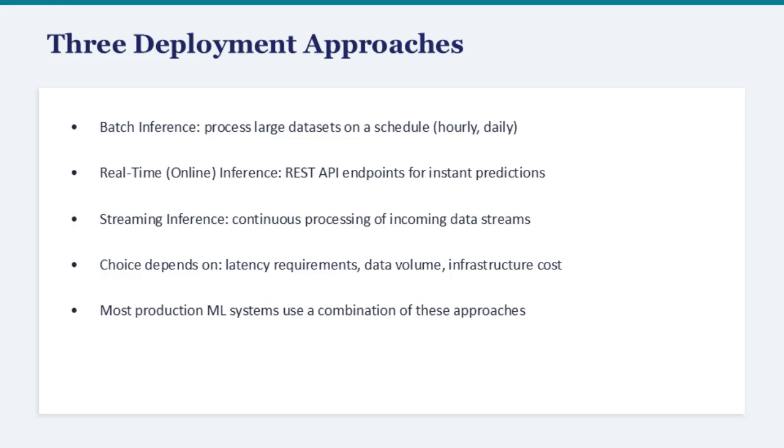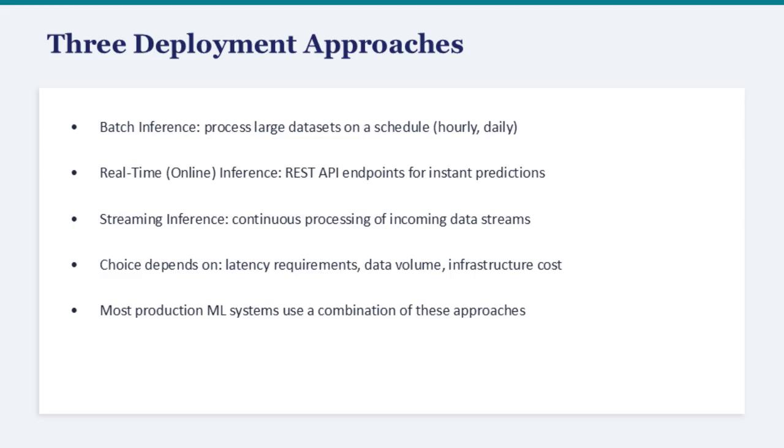Batch inference processes large data sets on a schedule, whether it is hourly, daily, or weekly. You are generating predictions for many records at once and storing the results for later consumption. Real-time inference, also called online inference, uses REST API endpoints to generate predictions on demand. A client sends a request with input data and the endpoint returns a prediction in milliseconds. Streaming inference continuously processes incoming data streams, generating predictions as the new data arrives.